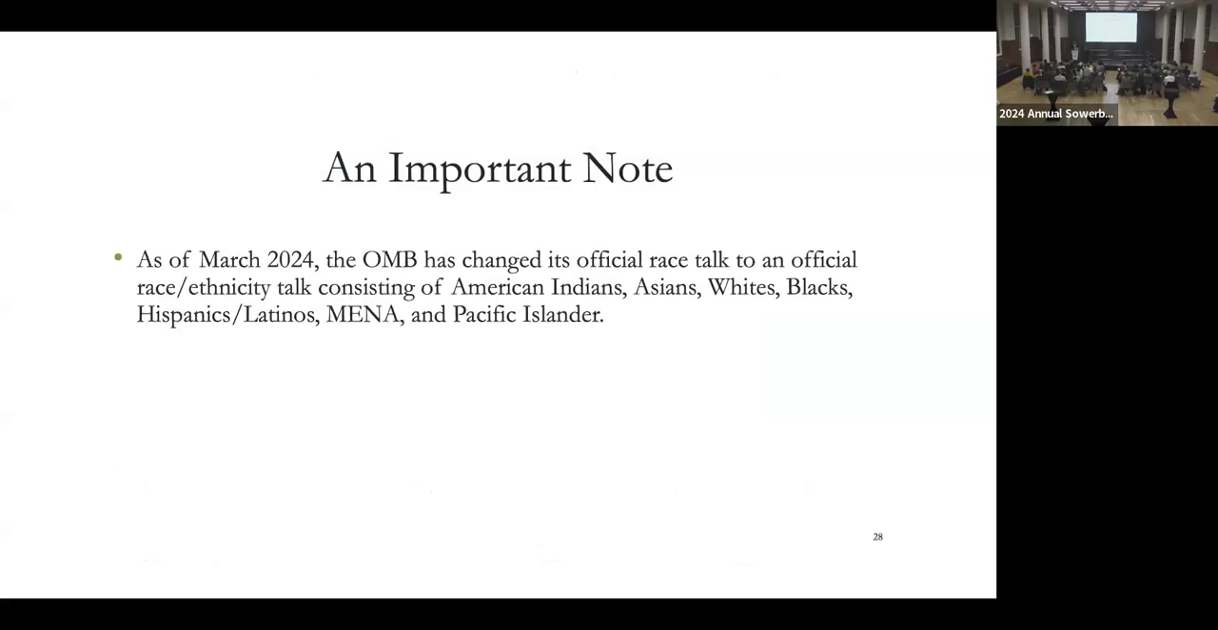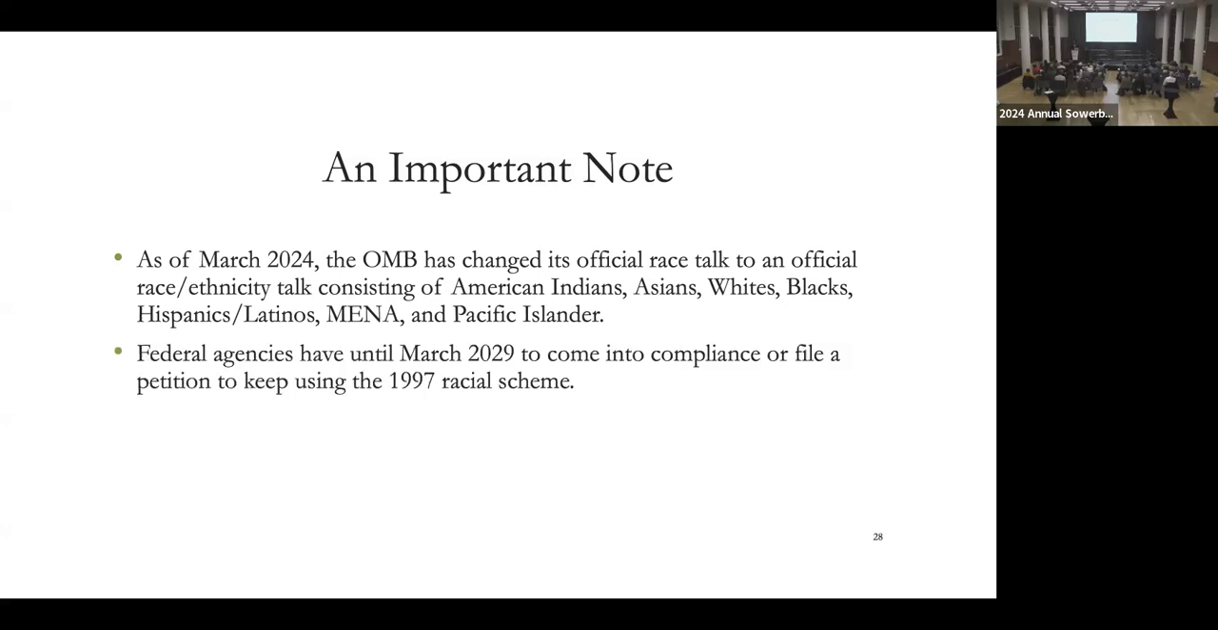Now, I did say there was a recent change in March of this year due to some empirical work trying to figure out how best to get more Americans to respond to the race question on federal surveys. The OMB wrote out its 2024 official racial scheme, which they plan to require by 2029 before the next federal census. Until then, we're still using the 1997 one, so it's still fair to talk about it.